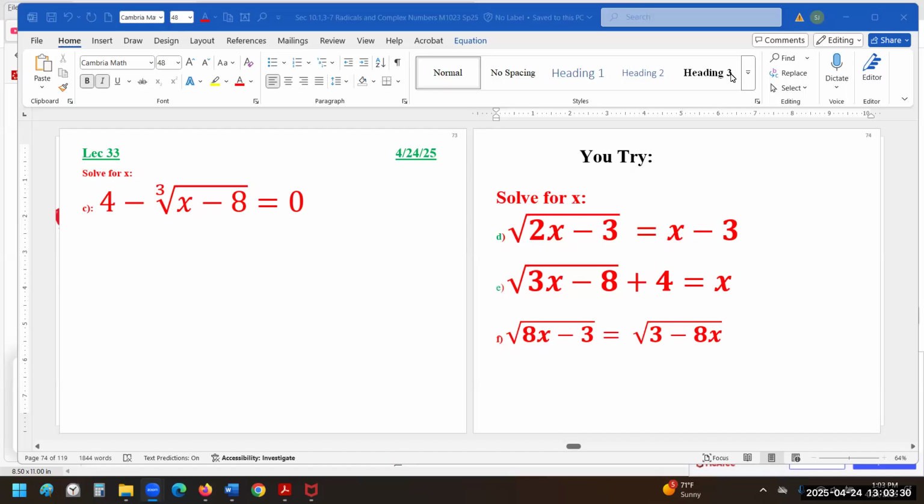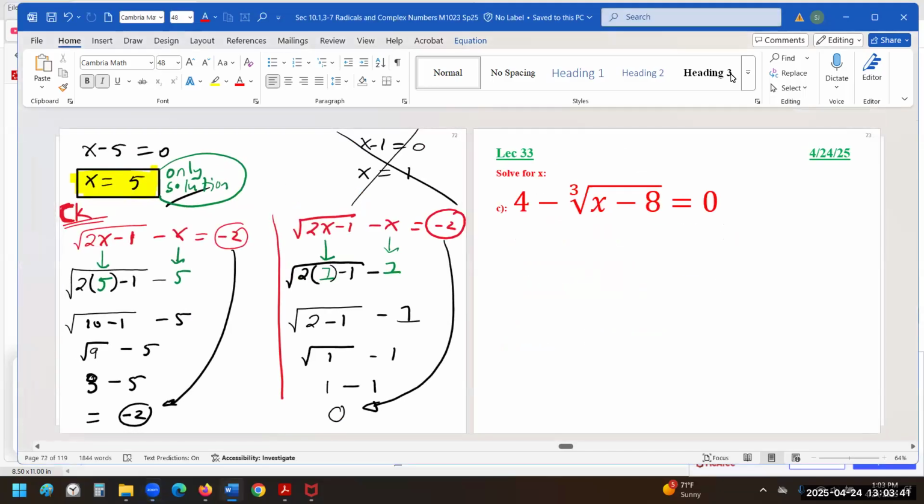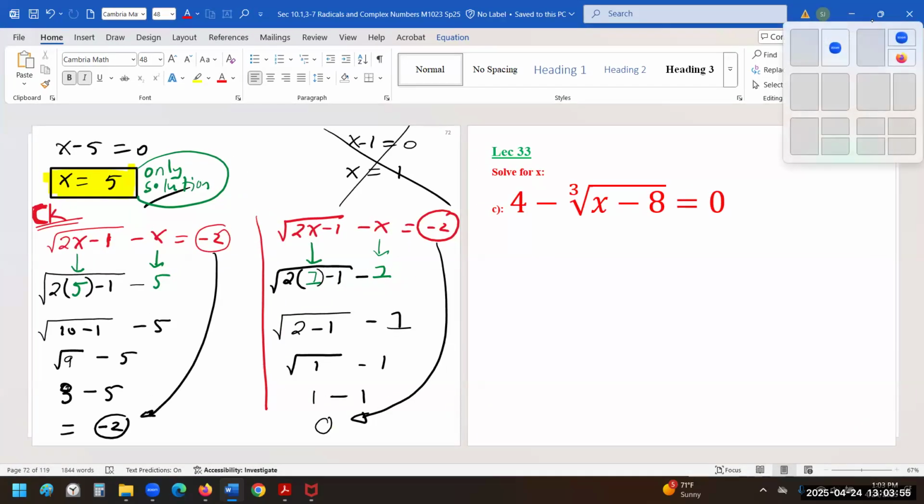So if you have anything next to the radical, either on the left side or right side, doesn't matter, we want to get rid of that. So here we have 4 next to the radical. So either you can subtract 4 or you can add the radical term to both sides. In my morning class, I added the radical term, but here let's subtract.